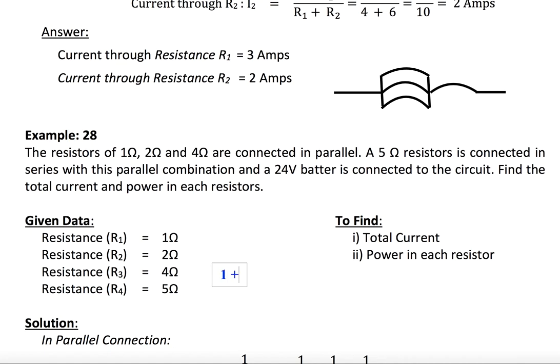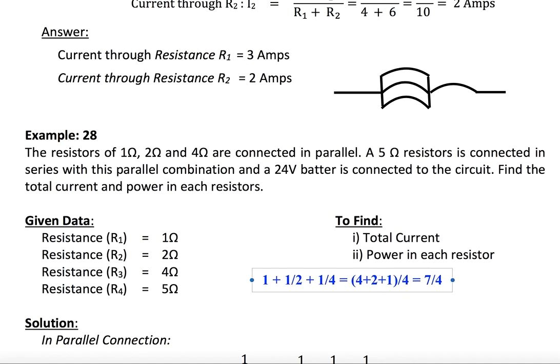1 by 1 is 1 plus 1 by 2 plus 1 by 4 equal to 1 by R equivalent of 3 resistors. Okay, take 4 as the LCM. So here for 1 it is 4, for 2 it is 2, for 4 it is 1. So it must be 7 by 4. So R equivalent is 4 by 7.